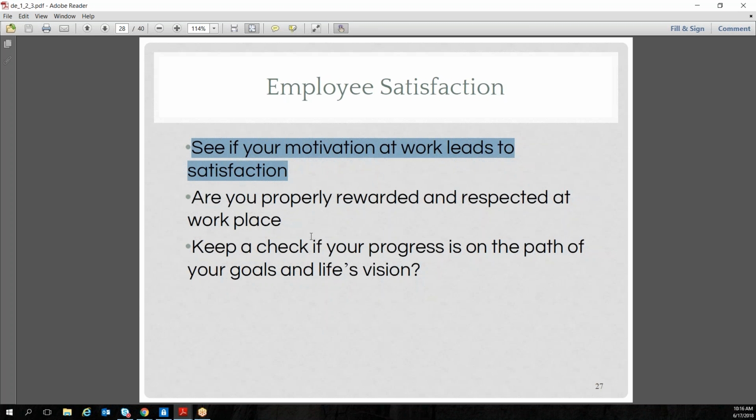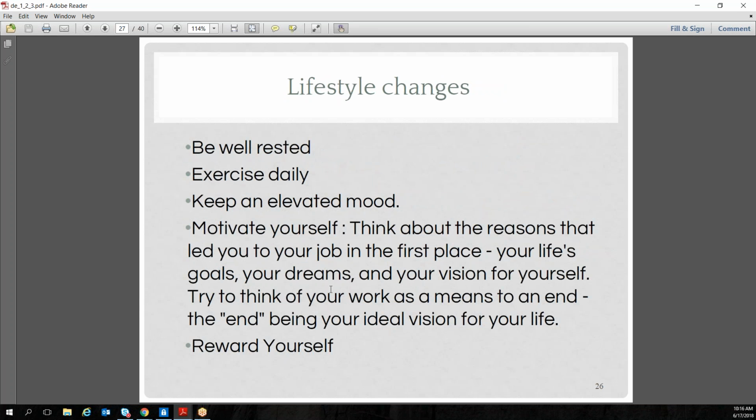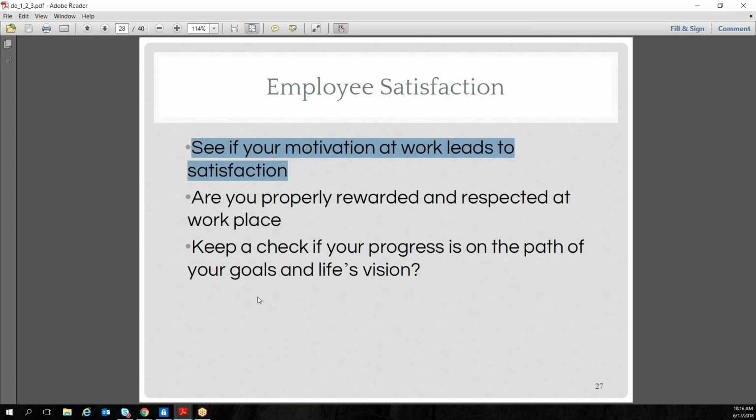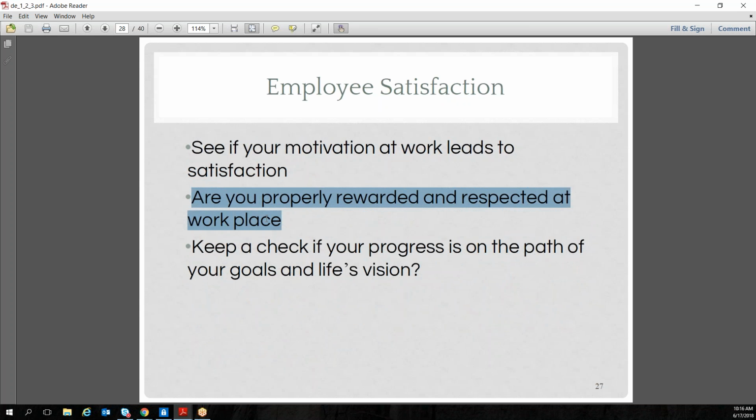Then the second category is, one thing is you are appreciating yourself, as I pointed out in the previous slide, reward yourself. The second thing is whether you are properly rewarded and respected at the workplace. Do you feel that in companies this usually happens? Has anyone any experience on this?